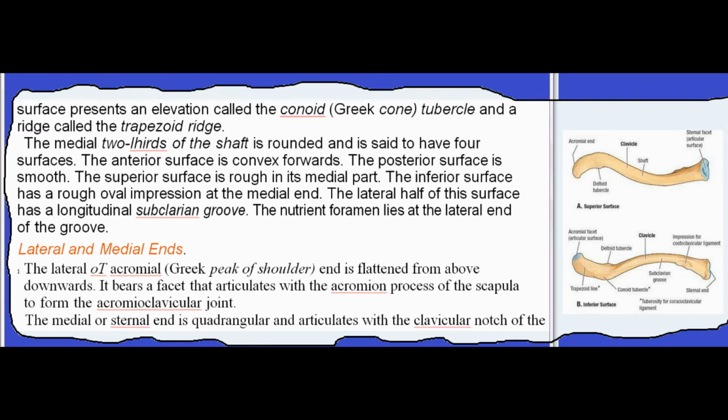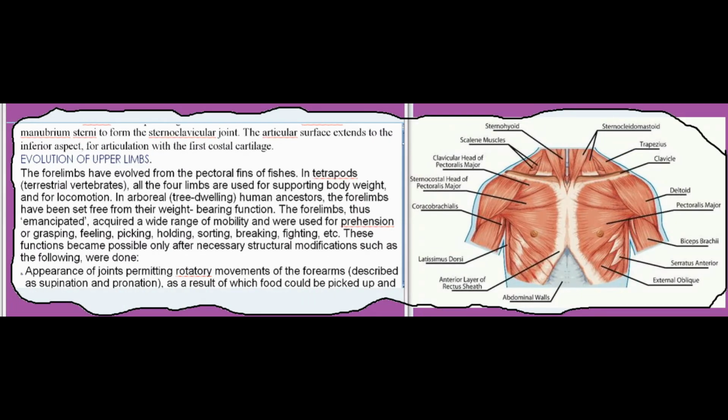Lateral and medial ends. 1. The lateral or acromial, Greek peak of shoulder, end is flattened from above downwards. It bears a facet that articulates with the acromion process of the scapula to form the acromioclavicular joint. 2. The medial or sternal end is quadrangular and articulates with the clavicular notch of the manubrium sterni to form the sternoclavicular joint. The articular surface extends to the inferior aspect, for articulation with the first costal cartilage.